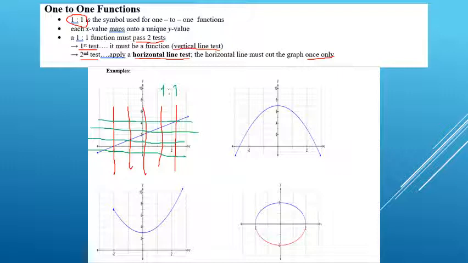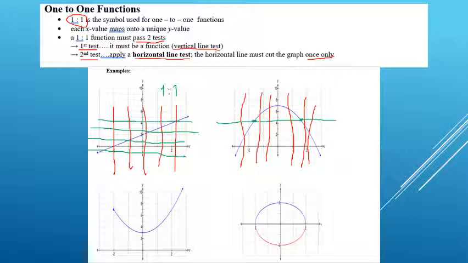Okay, so if we go to the second example here, we've got an upside down parabola. We can see that a parabola passes the vertical line test, series of vertical lines. Doesn't matter where I draw the vertical line, it doesn't cut the graph more than once, so it is a function. So it's something to one. But when I draw the horizontal line test, it cuts the parabola at more than one spot, it cuts it twice.